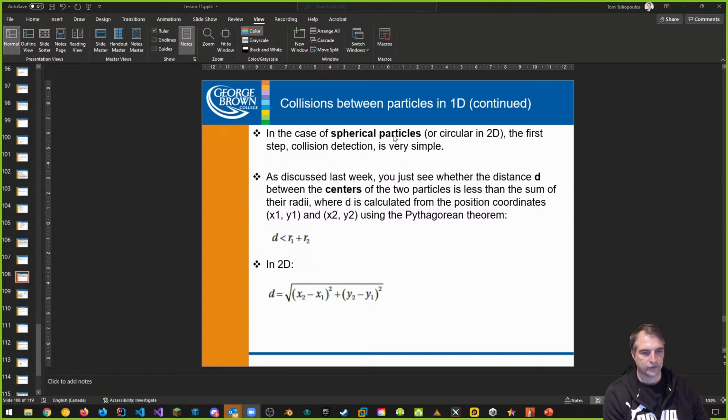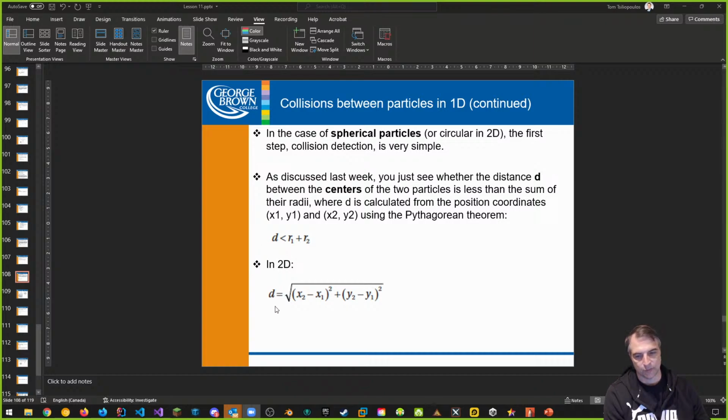So in the case of spherical particles, or circular in 2D, the first step, collision detection, is very simple. As discussed, you just see whether the distance d between the centers of the two particles is less than the sum of the radii. That's what we talked about last week, all right? And d is calculated from the position coordinates, x1 and y1, and x2 and y2, using the Pythagorean theorem. So this is collision between two particles, not wall and particle.